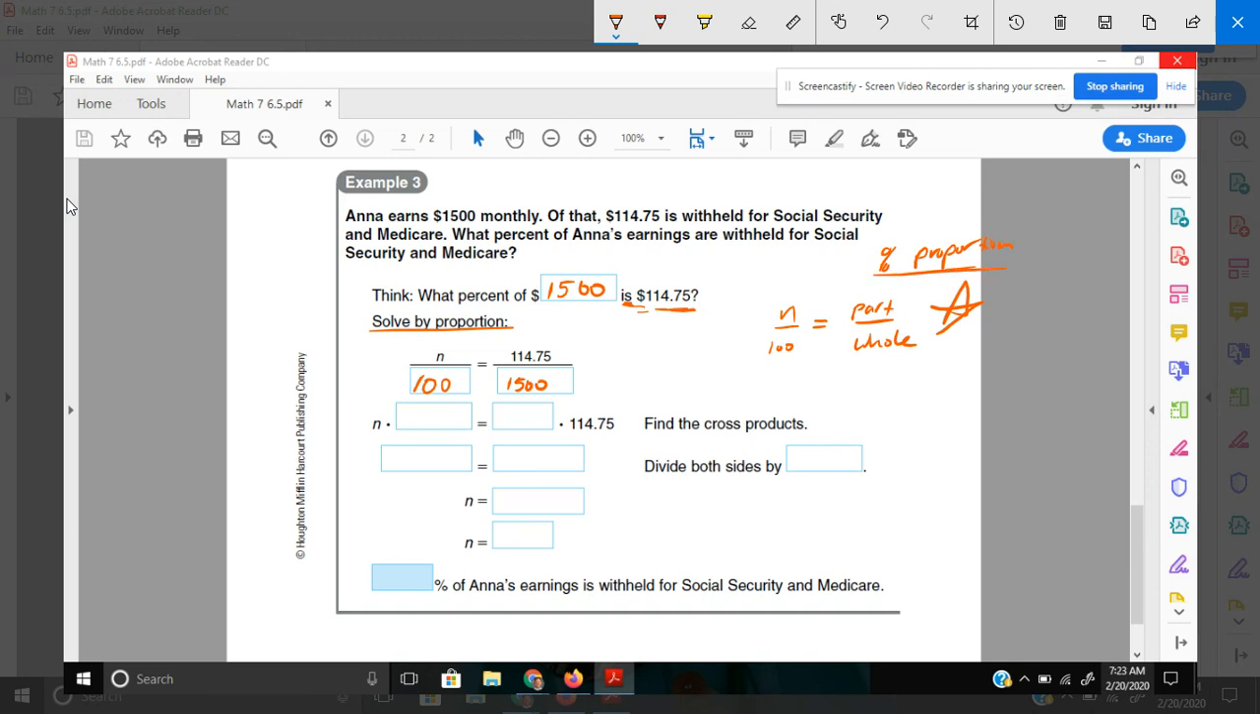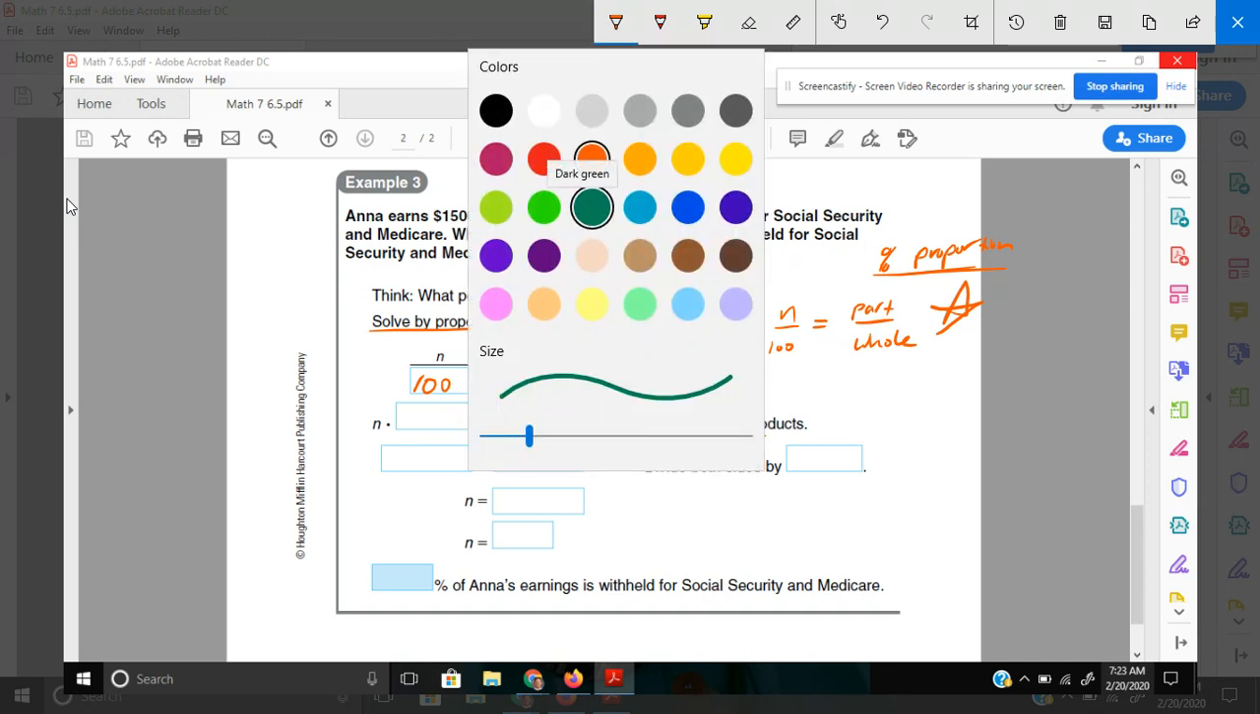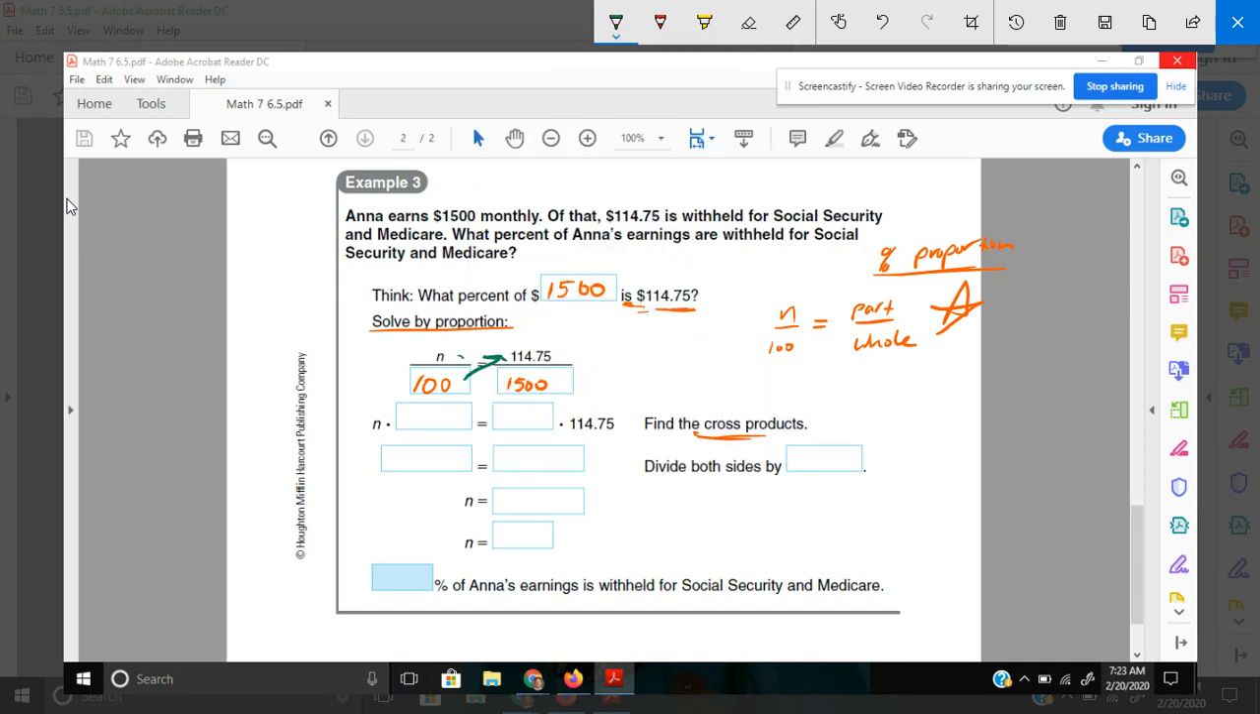Okay. And then from there, it's just cross products. So in other words, we just multiply diagonally. So we take n times 1,500. See how I multiplied diagonally there? And that equals 100 times 114.75. That would give us 1,500 times n equals, and to find that, we just need to move our decimal 2 places to the right. That's the same as multiplying by 100.